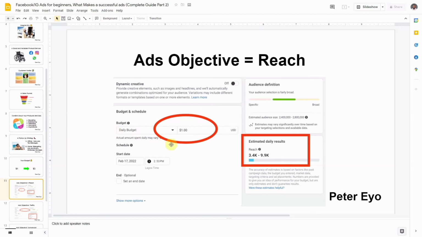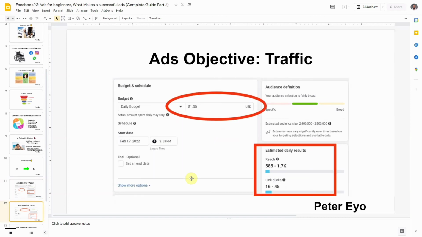The ads budget here is $1 a day. And the estimated daily result is 3,000 to 9,000 reach. That means Facebook will show your ad to at least 3,000 people and to at most 10,000 people. At least 3,000 people will see your ads and not more than 9,900 people will see your ads using this ads objective, reach. Now let's look at another ads objective.